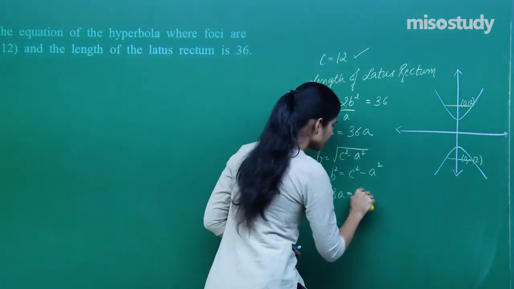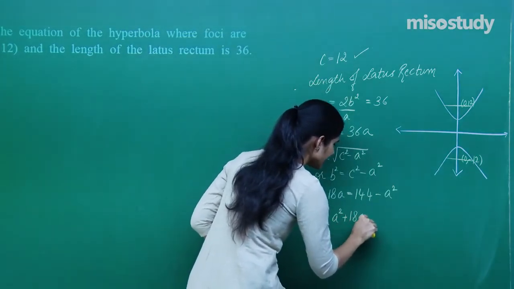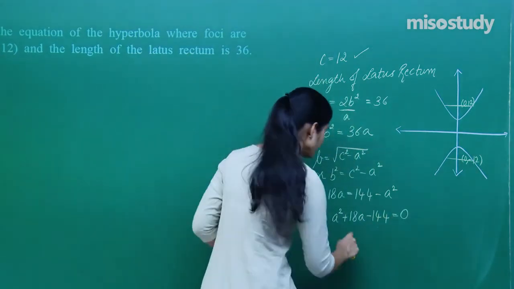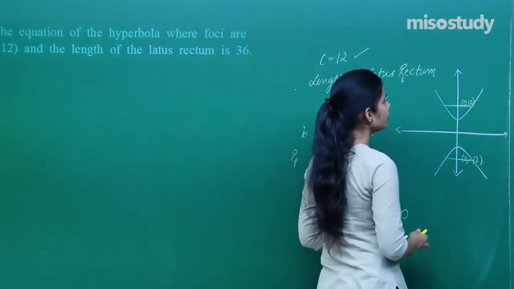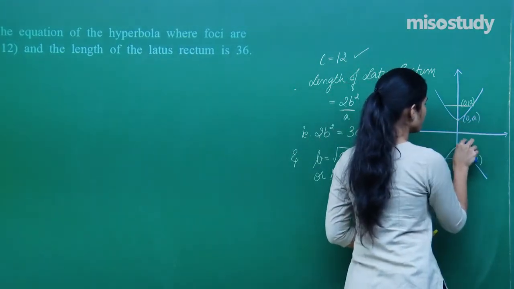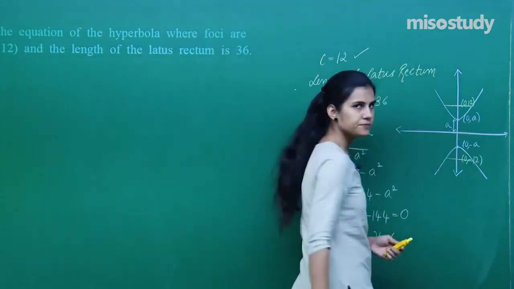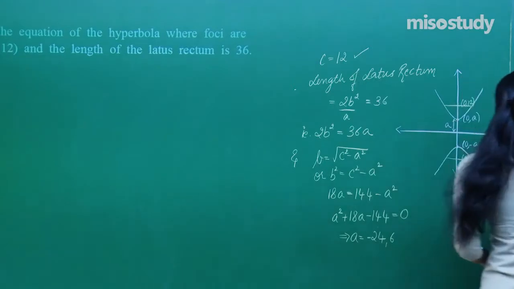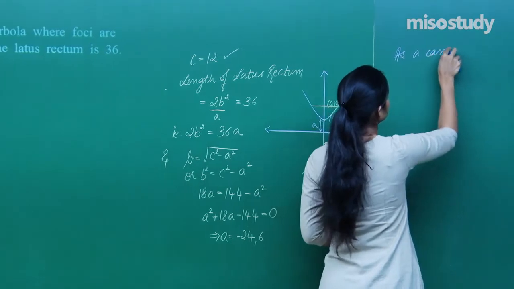C square is 144, so 18a equals 144 minus a square, or I can write this as a square plus 18a minus 144 equals 0. This is a quadratic equation in a. When you solve this, you get a is minus 24, 6. But a actually represents what? This point is actually (0, a), and this point is (0, minus a). This is my origin. So from here to here the distance is a. A is the length, so a can never be negative. I cannot take a to be minus 24, as a cannot be negative.